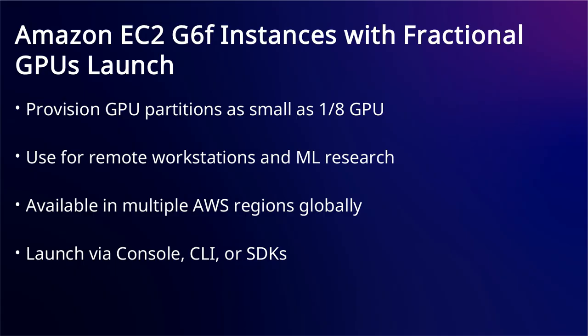GPU-intensive workloads often require dedicated GPU instances, which can be costly and inefficient for smaller tasks. Amazon EC2 G6F instances solve this by offering fractional GPU partitions, allowing you to right-size your GPU resources. You can provision partitions as small as 1/8 of a GPU, enabling cost-effective use for various graphics workloads.